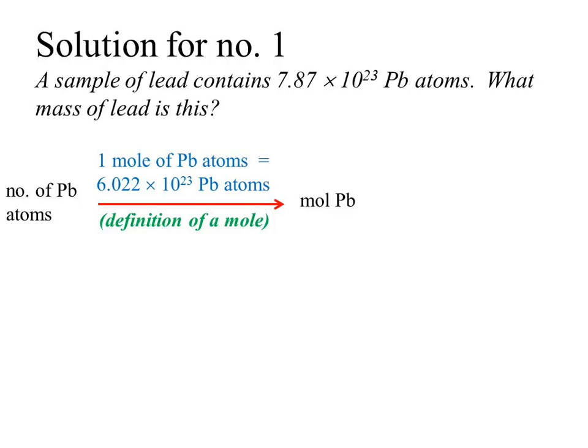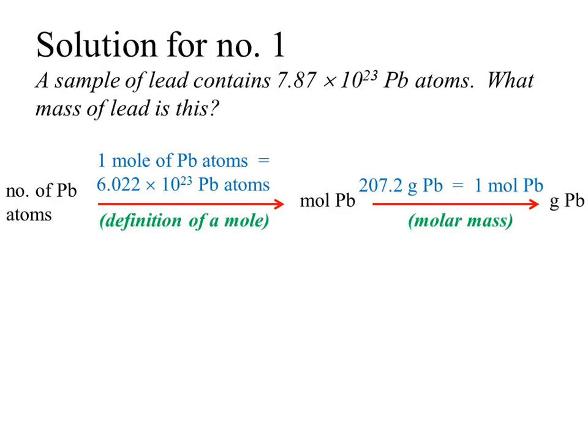And then, like we were just doing this morning, we're going to go from moles of lead to grams of lead using lead's molar mass of 207.2 grams per mole. I know that in unit one you definitely did problems where you had to have more than one conversion factor lined up. And that's kind of what we're doing, two steps. All right, so the first number is going to be the number of atoms over one.